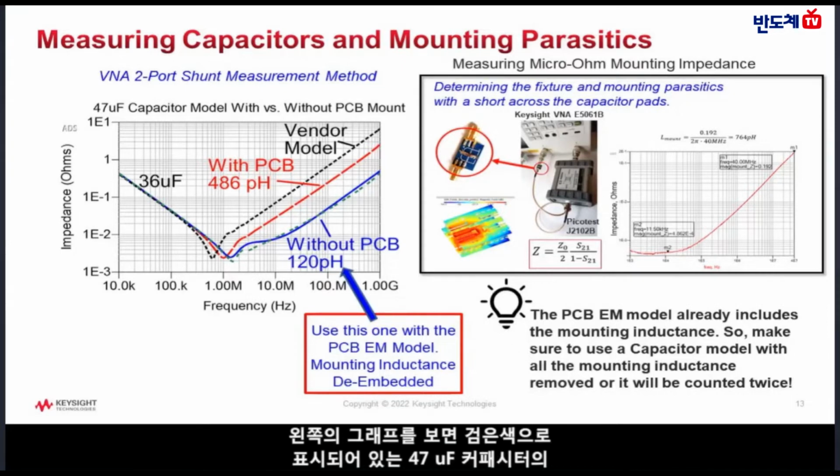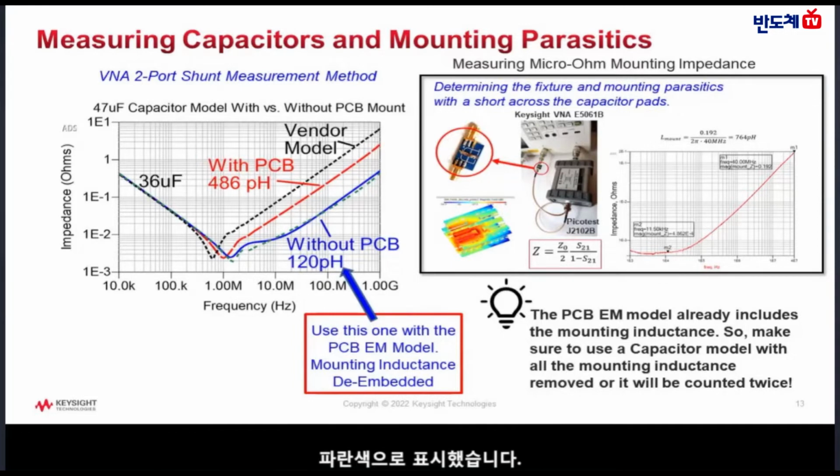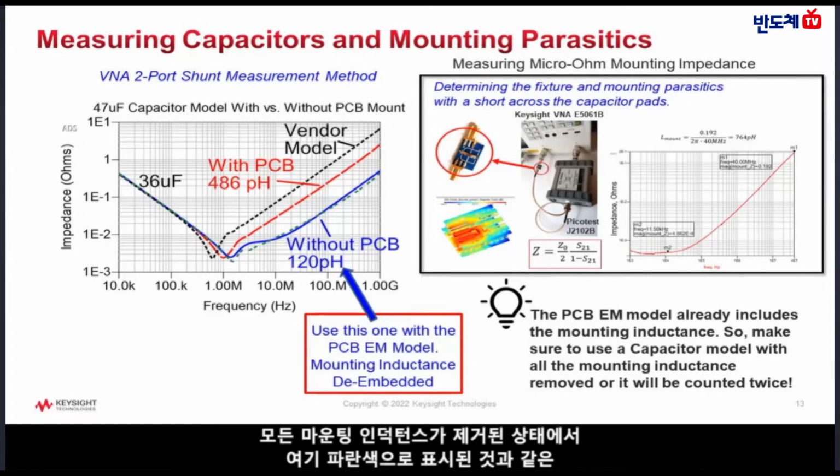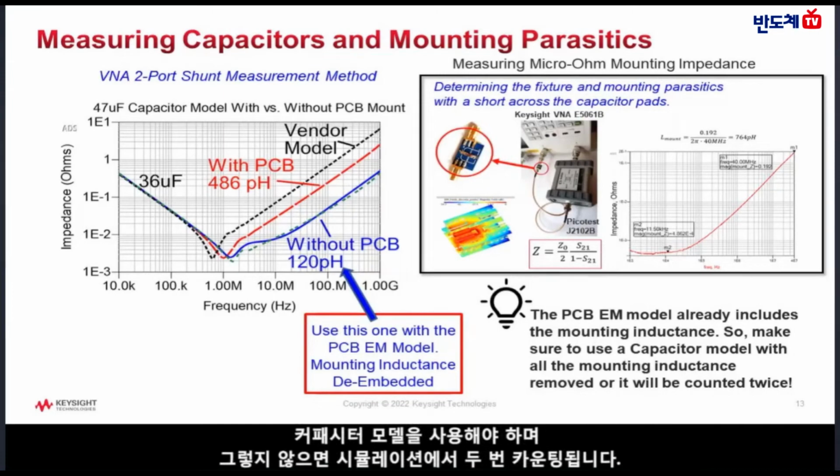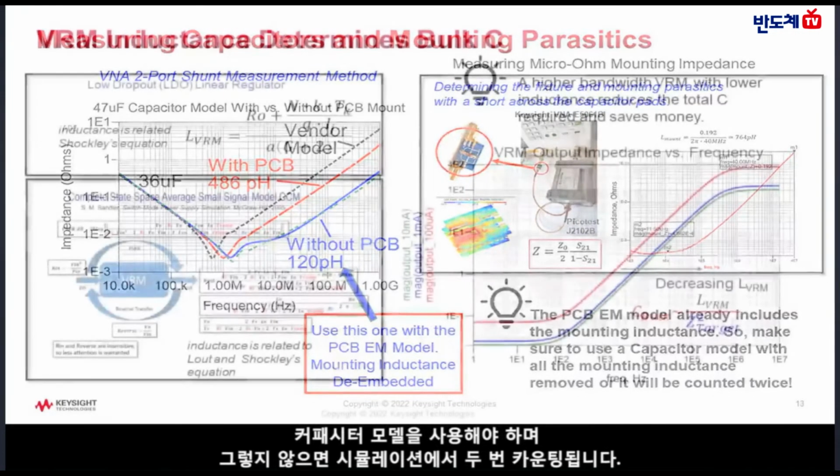The graph on the left shows the comparison of the vendor data in black of a 47 microfarad capacitor to our measurement in red, and then the even larger difference when the mounting inductance is removed, shown in blue. The PCB-EM model already includes the mounting inductance, so make sure to use a capacitor model like the one shown in blue here with all of the mounting inductance removed, or it will be counted twice in your simulation.